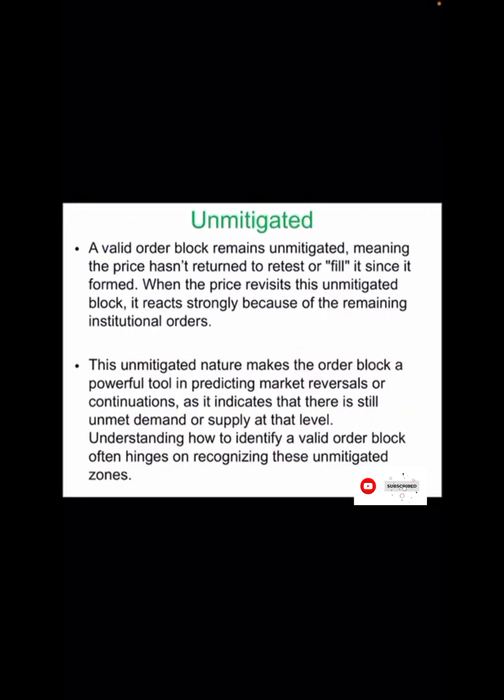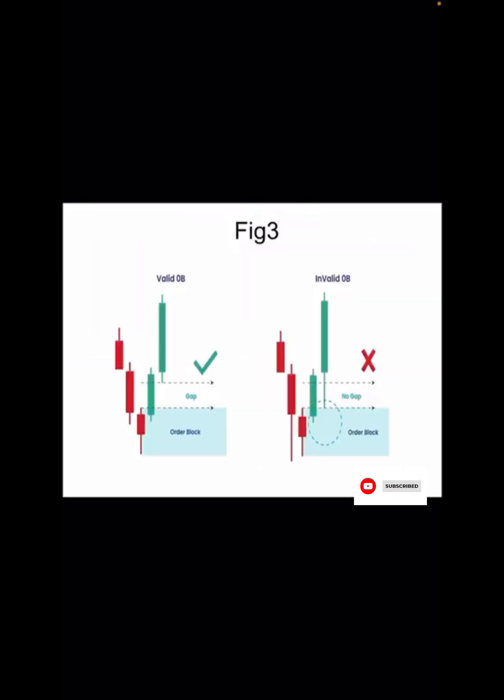So, number 3, unmitigated areas. What are unmitigated areas? The unmitigated areas are areas that have not been retested. So it means price hasn't returned to retest or fill it since it formed. So price must actually retest those areas. When the price revisits this unmitigated block, it reacts strongly because of the remaining institutional orders. There must be some element of rejection in this unmitigated zone. Unmitigated means areas that have not been attended to, or areas that have been tested but need to be retested.